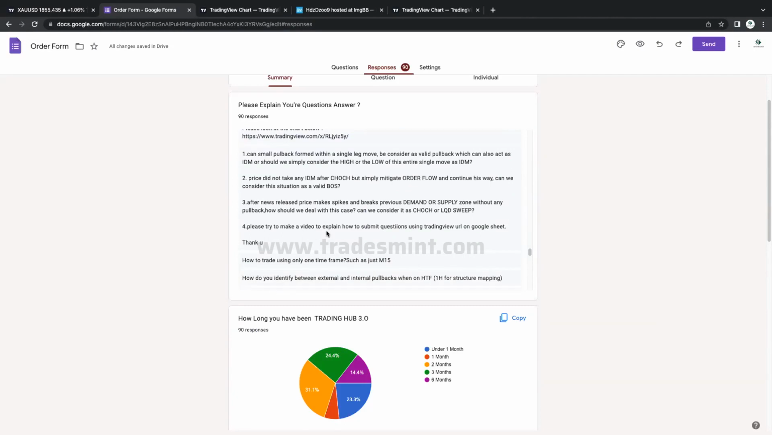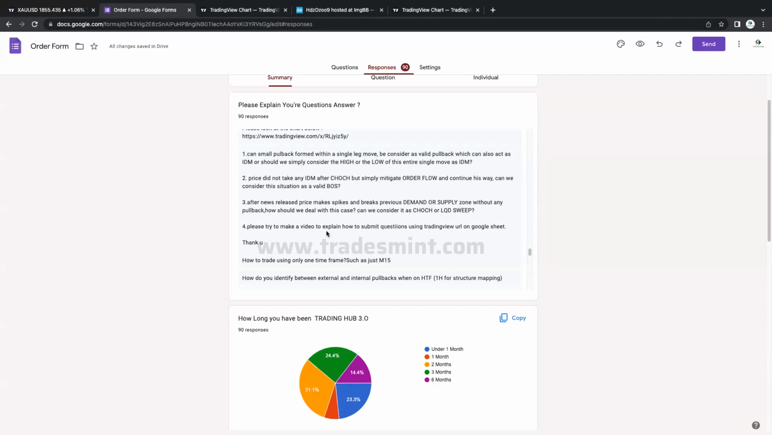Press the next question. First question is here: can a small pullback form a single leg move? Consider the small pullback which can act like IDM. Should we simplify the higher low as that single leg? Sir, a small pullback acts like an inducement. You can use it to confirm the higher high and lower lows to mark the structure.